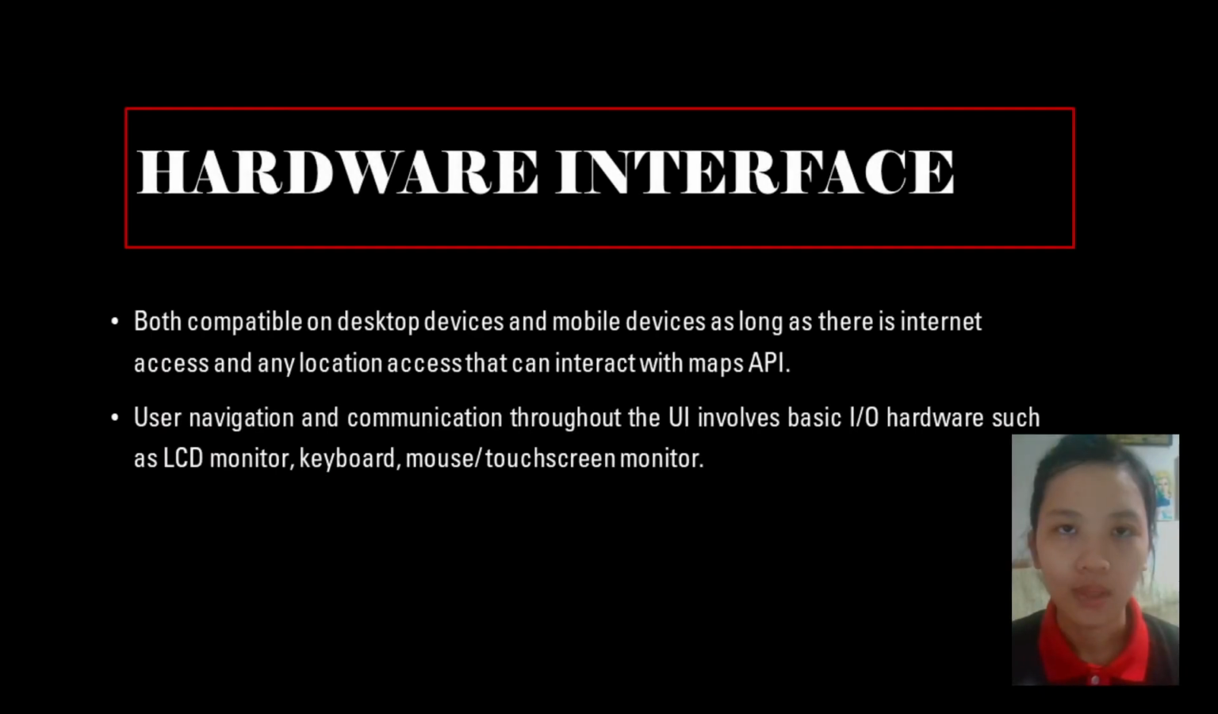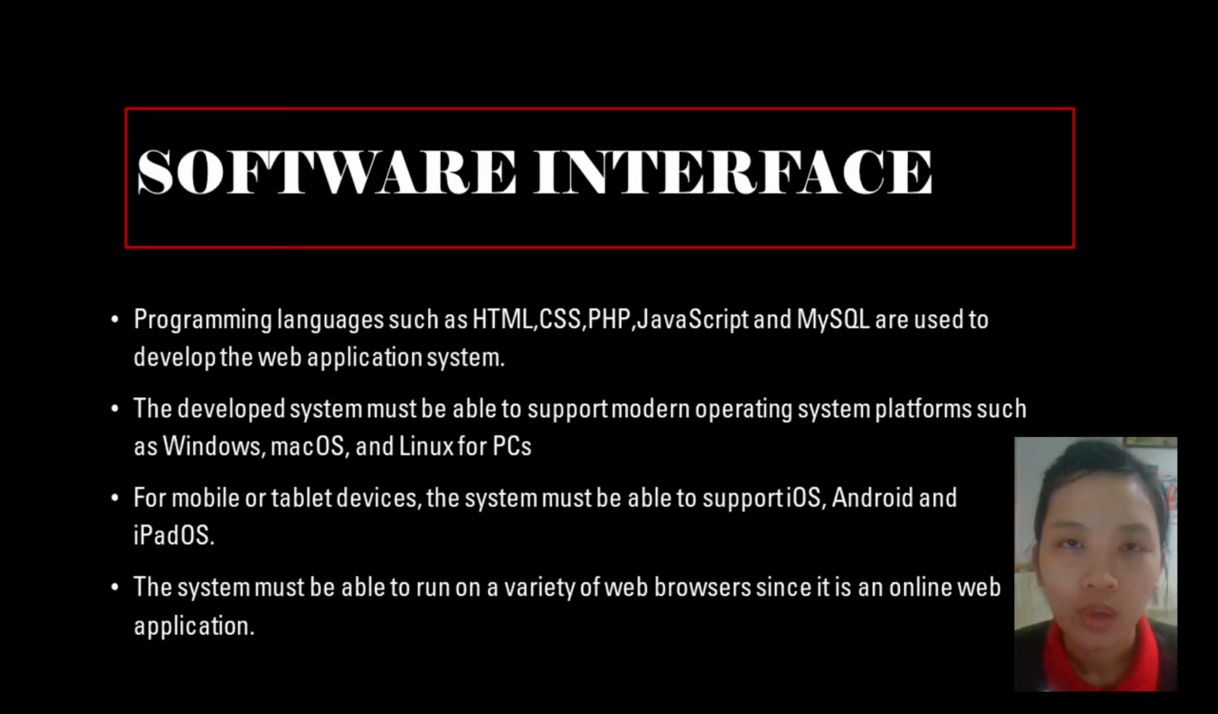For the hardware interface, the system must be compatible on desktop devices and mobile devices as long as there is an internet connection and any location access that can interact with the Maps API. User navigation and communication throughout the UI involve basic input-output hardware such as LCD monitor, keyboard, and mouse or touchscreen monitor. For the software interface, programming languages such as HTML, CSS, PHP, JavaScript, and MySQL are used to develop the web application system.